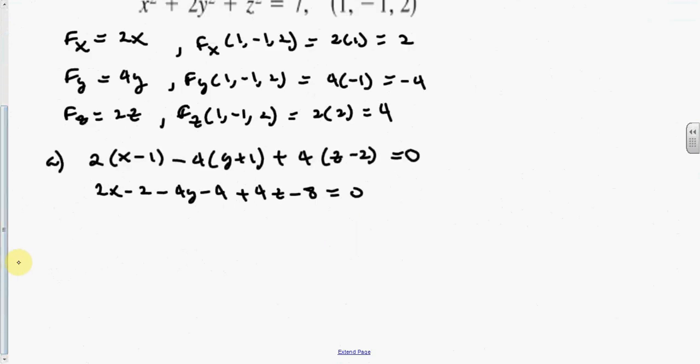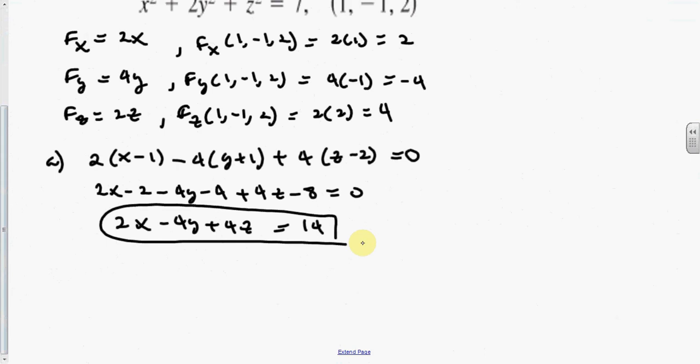We get the variable terms on the left side, get the number by itself on the right side, and you have the equation of a plane. 2x minus 4y plus 4z is equal to, this is -10, -14, we get positive 14. So that's the equation of the tangent plane.